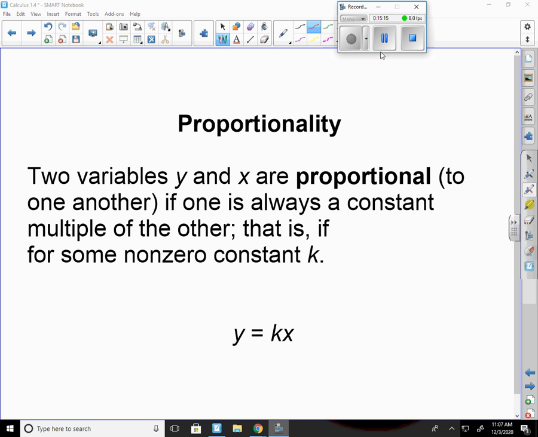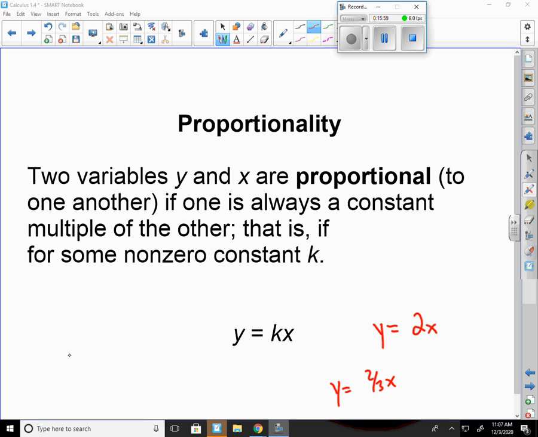Alright, this last piece is about proportionality. Two variables, y and x, are proportional to one another if one is always a constant multiple of the other. That is, if it's some non-zero constant k. So y would be proportional to x if your equation was of the form y equals kx, where k is just some number, like y equals 2x, or y equals even 2/3 x. And those would be proportional to each other.